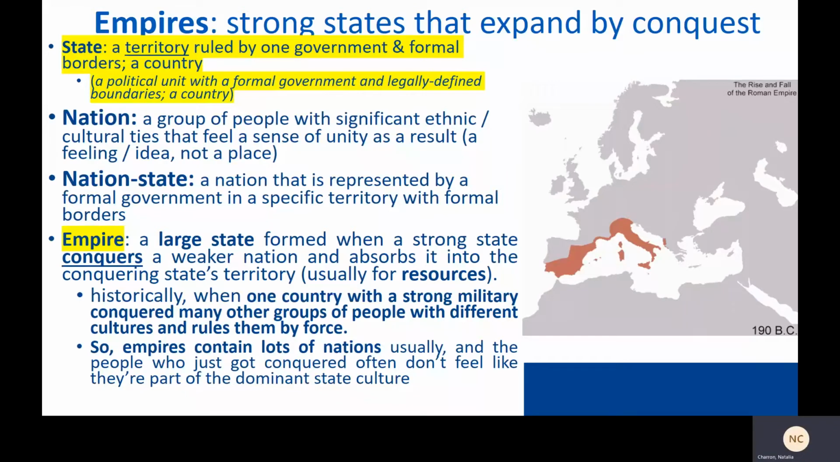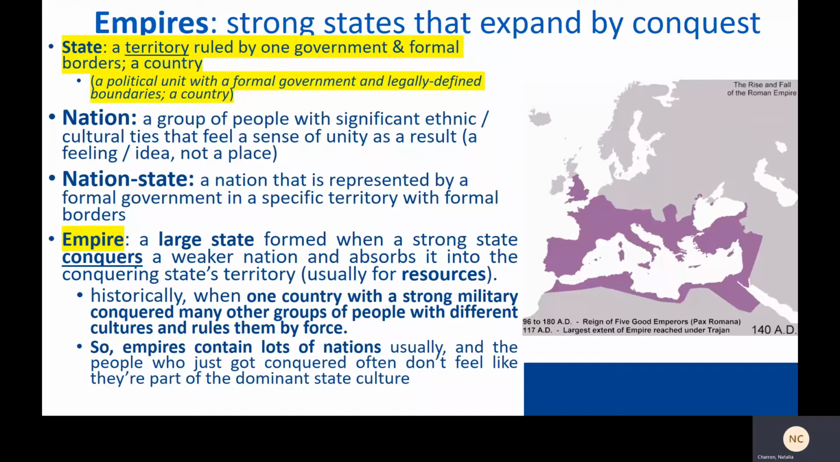But to even get to what that means, we need to understand a couple of other terms that you may or may not be familiar with. First, the word state. In social studies, a state is a territory ruled by a government with formal borders and laws. In day-to-day language, we call these countries probably. So the United States is actually a state. Mexico is a state. Canada is a state. France is a state. Russia, a state.